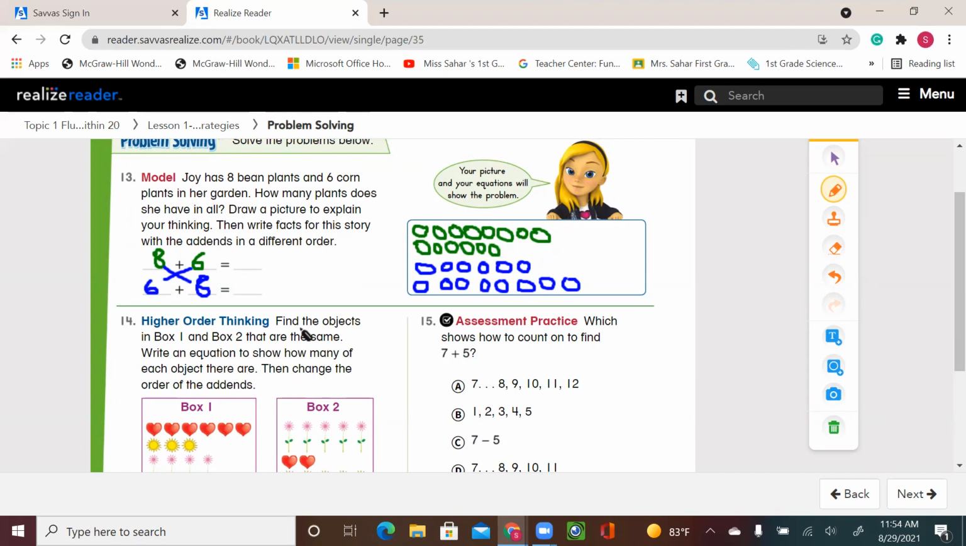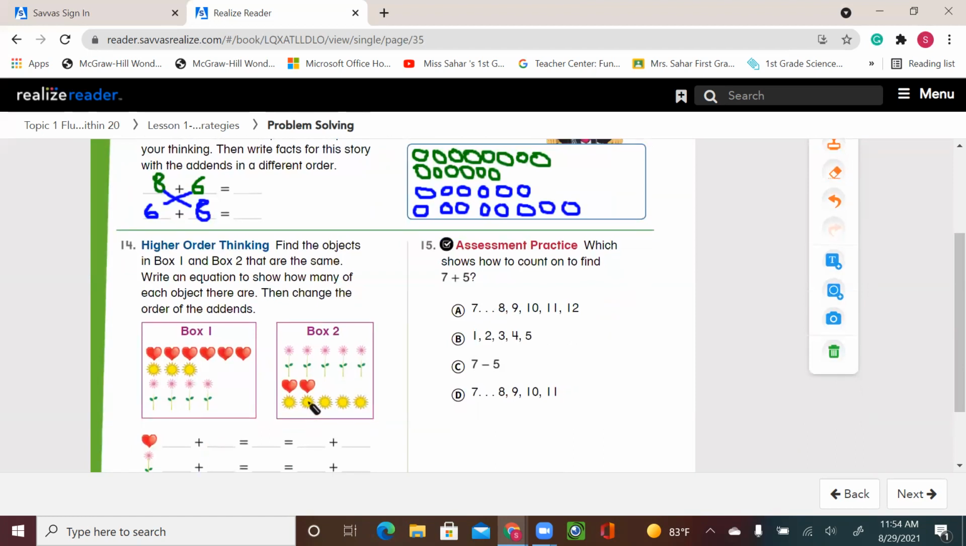Higher order thinking. It's a challenging question, but if you read it, you'll understand everything. All right, find the objects in box 1 and box 2. So we have 2 boxes that are the same. Write an equation to show how many of each object there are. Then change the order of the addends. So we have 2 boxes. Box 1 has items. Box 2 has items. We need to add them together. And then I'm going to change the order of the addends.